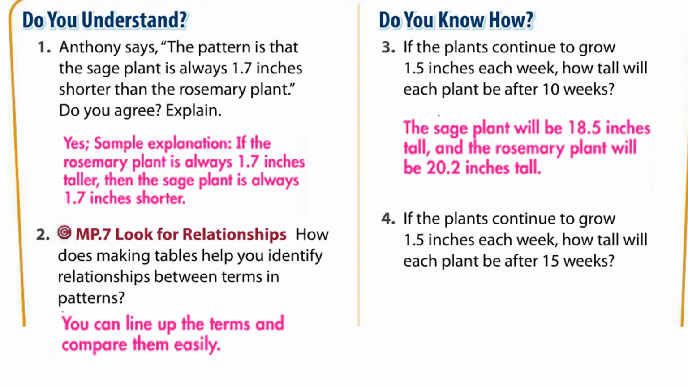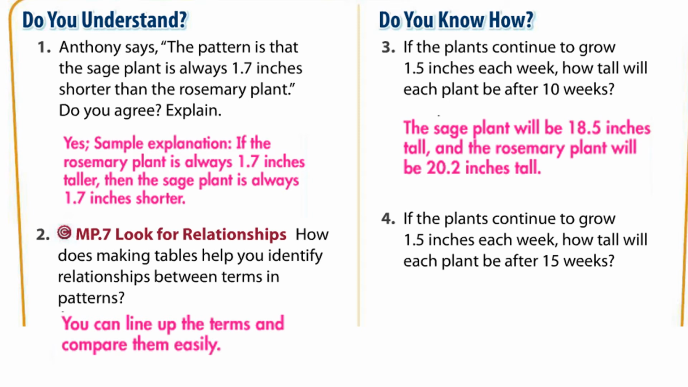Or you can do this question by multiplying 1.5 by 10, which is the 10 weeks. It will be 15. Then just add 15 to how tall the sage plant was, which I think was 3.5. Just add 3.5 and 15. What did you get from multiplying 1.5 by 10 weeks? It will be 15. Just add 15 and 3.5. For the sage plant, it would be 18.5 inches tall after 10 weeks.